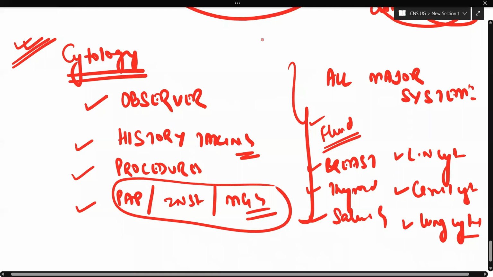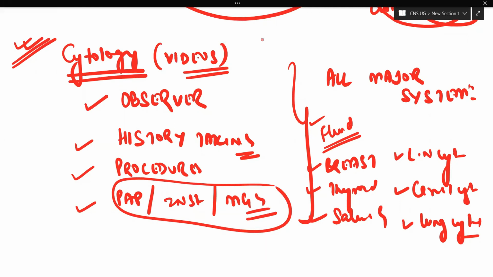Having said that, all the videos with regard to basic cytology are given on the website. Again, you just have to download the PDF, hear it, and then perform when you are performing the procedure inside the college. Is this very clear?